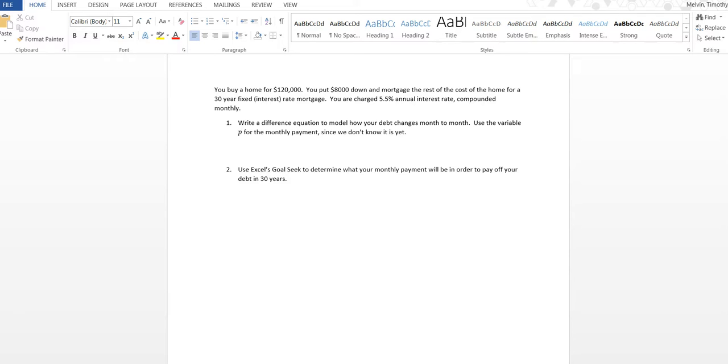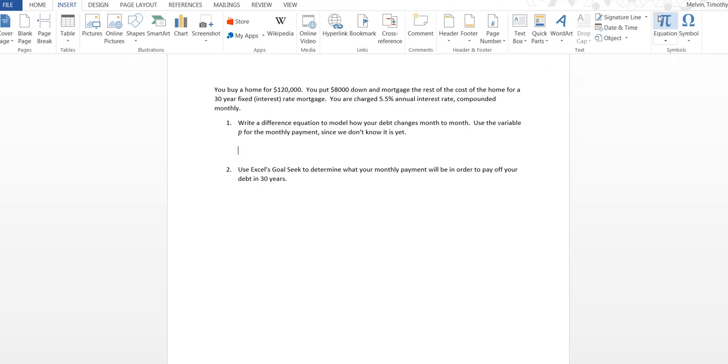So the first thing I want to do is write a difference equation and model how this debt changes month to month. And we don't know the monthly payment yet, so we're just going to use the variable P for the monthly payment. I'm going to go to the top of Word, click on Insert, and then Equation.